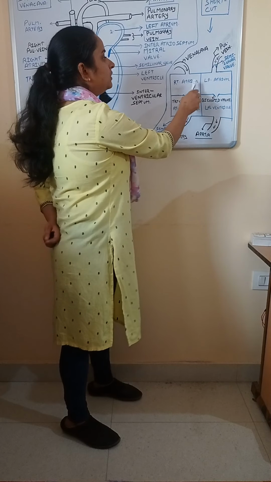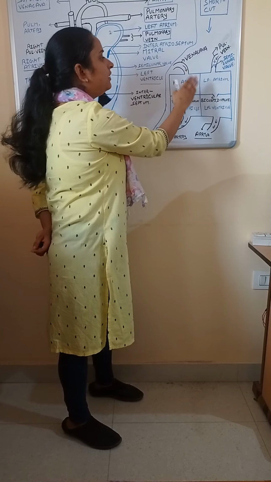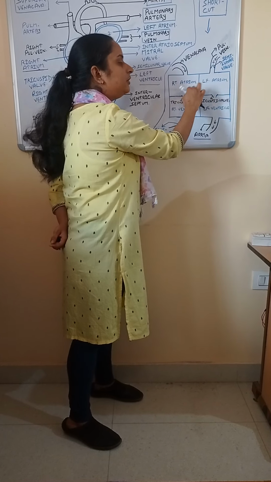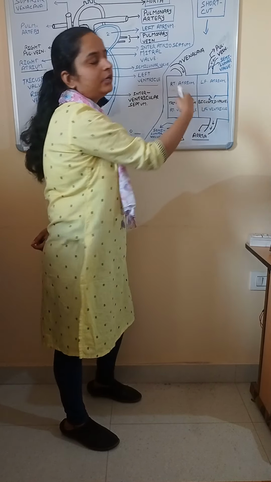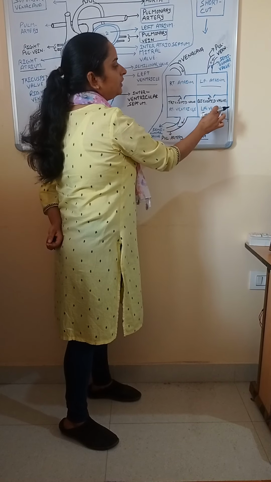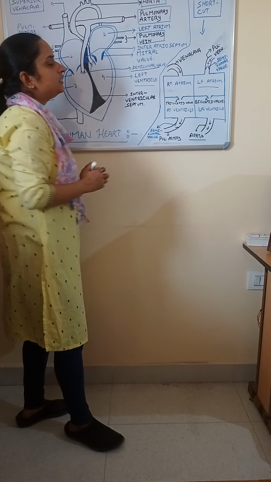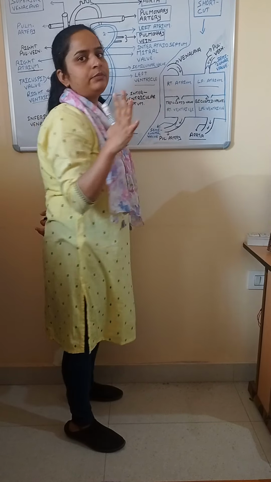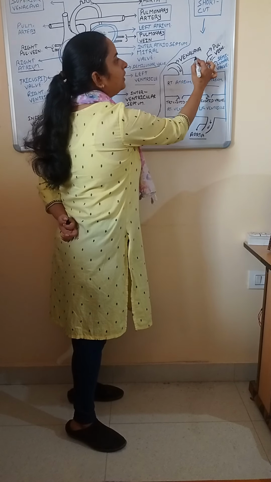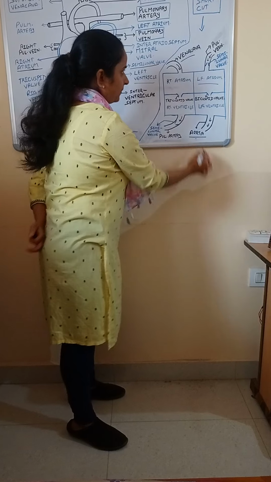Okay. So the upper chamber on the right side is the right atrium and the upper chamber on the left side of the body is the left atrium. Here is our right ventricle and the left ventricle. Okay. After this, the 4 major blood vessels: vena cava, pulmonary vein, pulmonary artery and aorta.